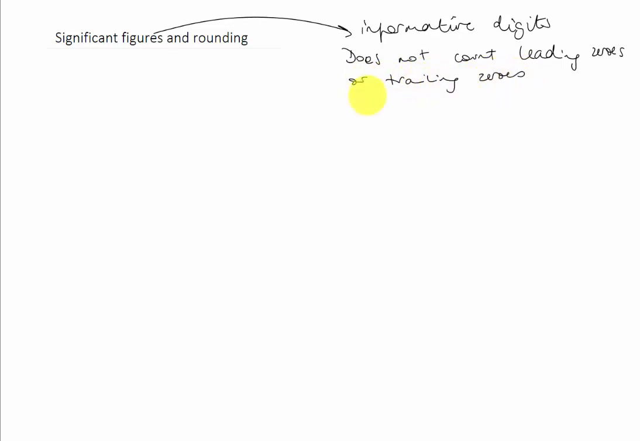So for example, if we've got the number 0.002, then all this, we call that leading zeros, and if we've got, let's say, 2000, then these guys, we call them trailing zeros. So each of these numbers has one significant figure, so only the 2 is actually telling us something useful about the number.